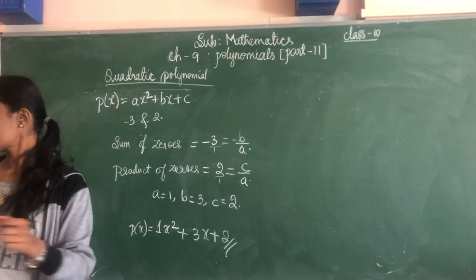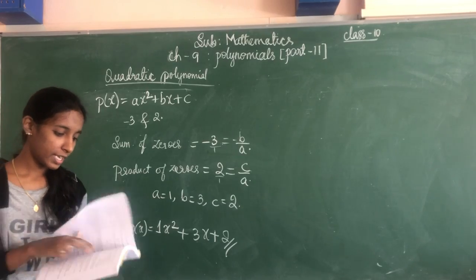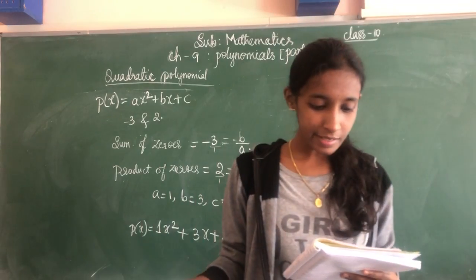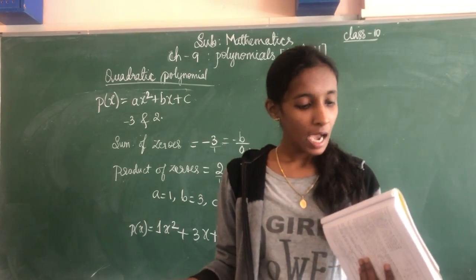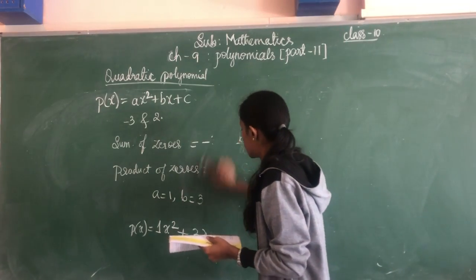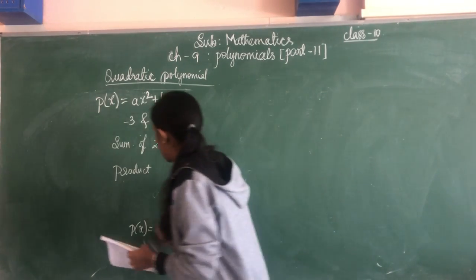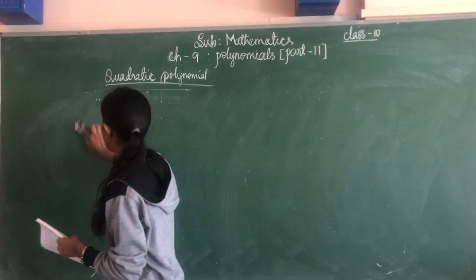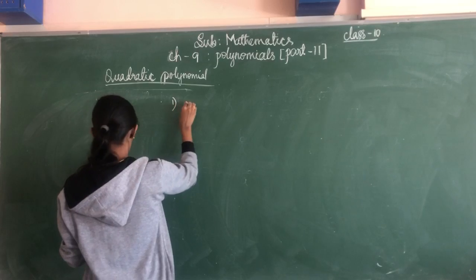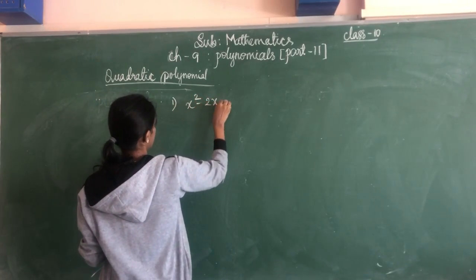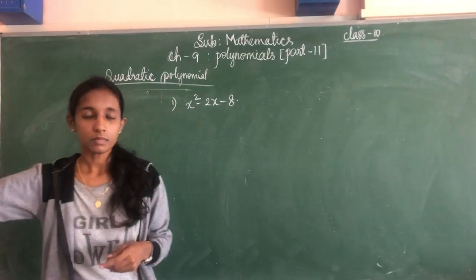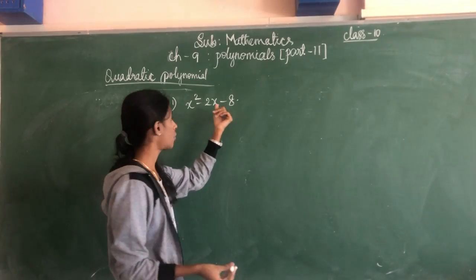Next, moving on to the exercise problems, that is exercise 9.2 in your textbook. Find the zeros of the following quadratic polynomials and verify the relation between the zeros and the coefficients. You have to find the zeros, then you have to verify by using the formula. If I take the first question, x square minus 2x minus 8, how will you find the roots, that is, how will you find the zeros?